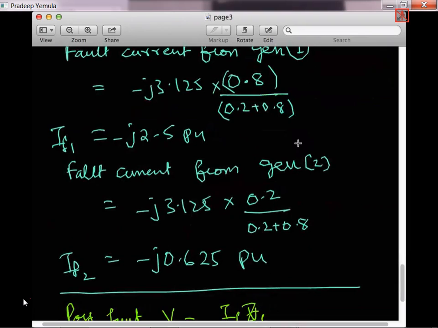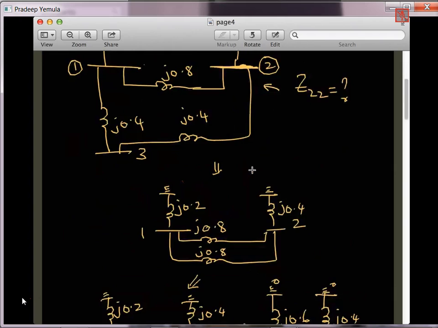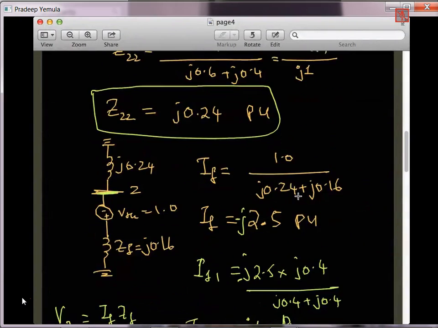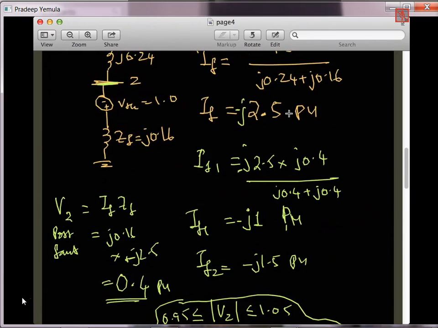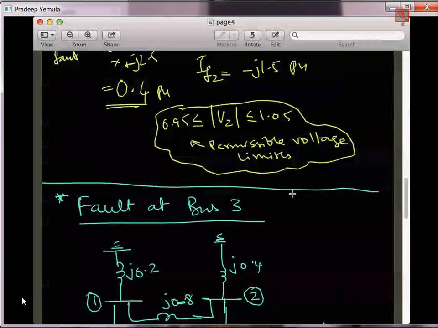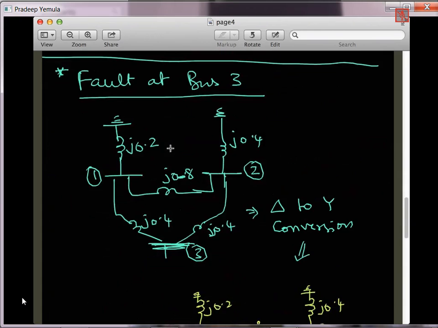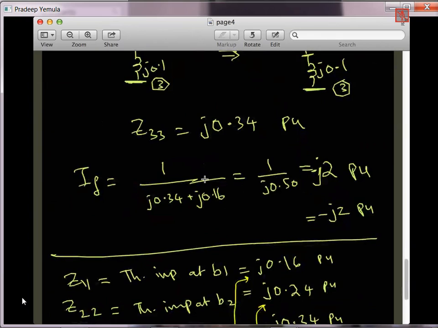For finding the generator currents, we can use current division rules and so on. Let me go to page 4 now. For bus 2, again we go back to the same circuit, do some circuit simplifications, and finally find Z22, the Thevenin impedance at bus 2. Here the fault current happens to be 2.5 per unit with minus j, and we also calculated the voltages. In the last case, the fault at bus 3 is slightly more complicated because there is a delta to star conversion of impedances. Once we do that, again we get Z33.